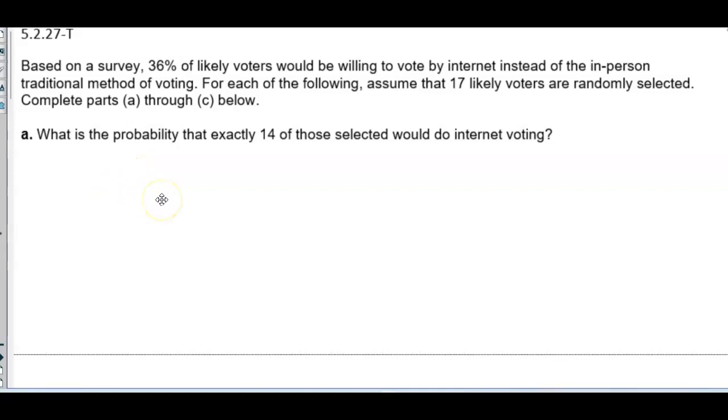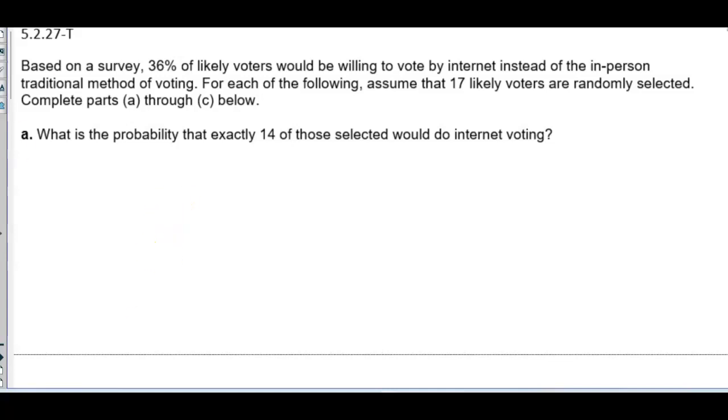Based on a survey, 36% of likely voters would be willing to vote by internet instead of the in-person traditional method of voting. For each of the following, assume that 17 likely voters are randomly selected. Complete parts A through C below.